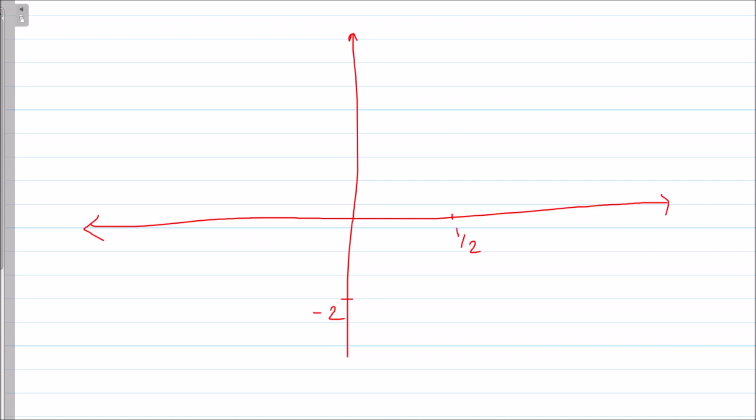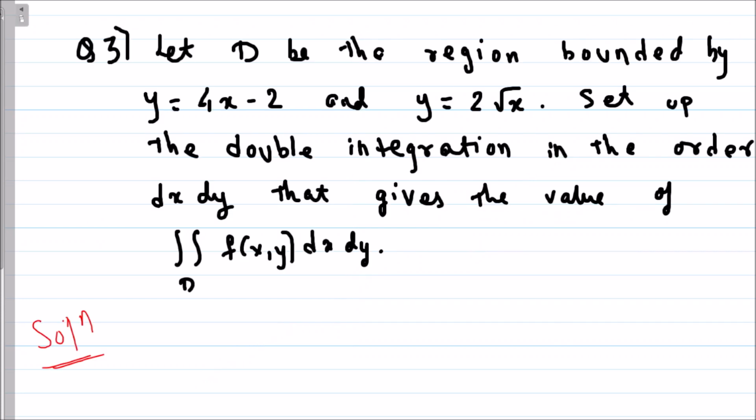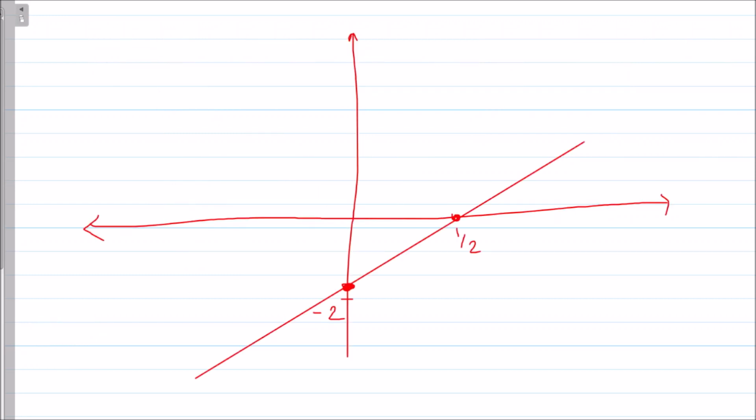Try to draw this. Okay, cool. This is my minus 2 over here, and that is 1 by 2 over here. And another curve is y equal to 2 root x. That means x equal to y square by 4. Now x equal to y square by 4 means it is something like this, a horizontal parabola.